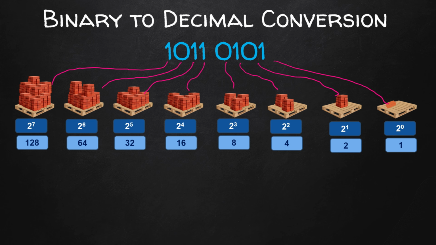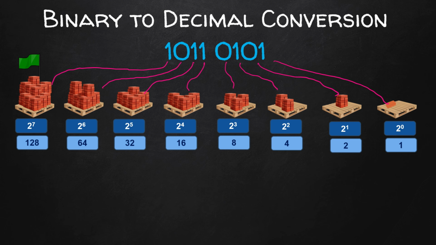Wherever the value is 1, we will consider that value of bricks. And wherever the number is 0, we will not consider that one. We will make it 0 instead. So here the first one we have 1. What is the value of that number of bricks? It is 128. So I will mark that group with a green flag.